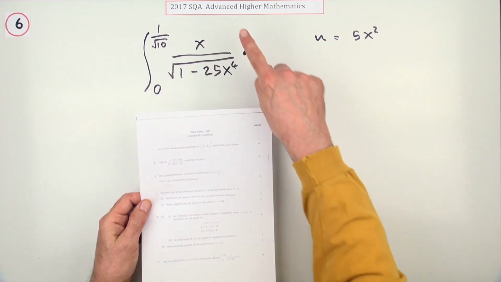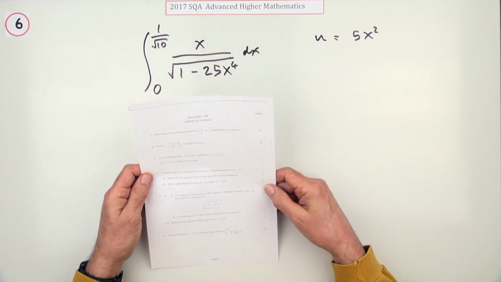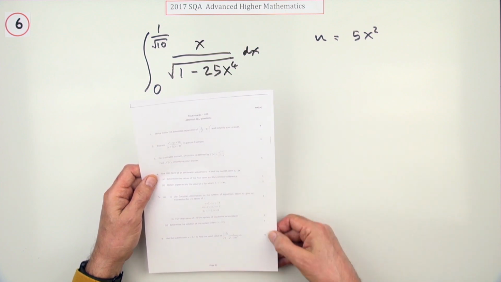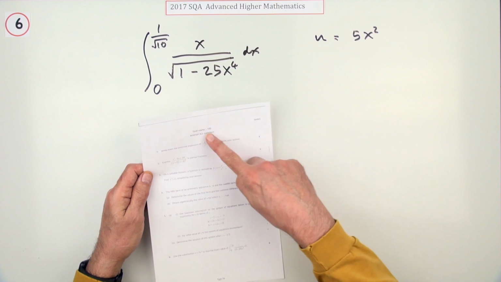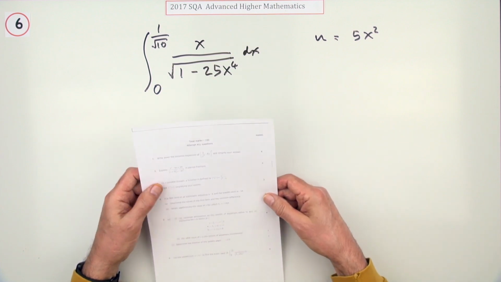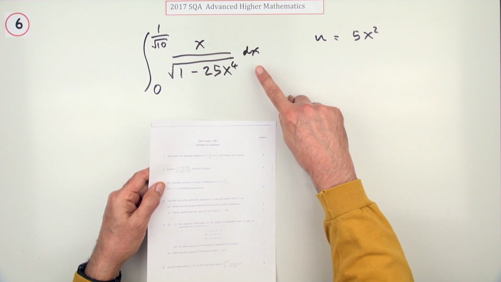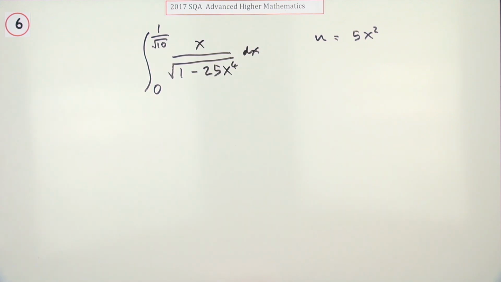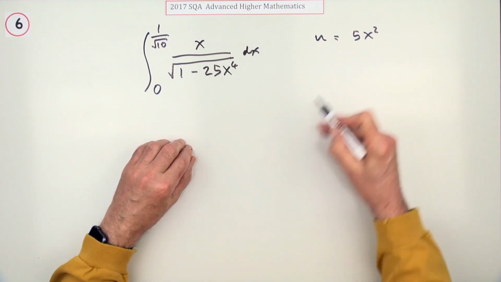Number 6 then from the 2017 Advanced Higher Maths, the last one on the first page. I think that's 28 marks so far. I think that was fairly straightforward, that first page. Anyway, the first page finishes off with 6 marks for carrying out this integration here. Carry out this integration using this substitution.